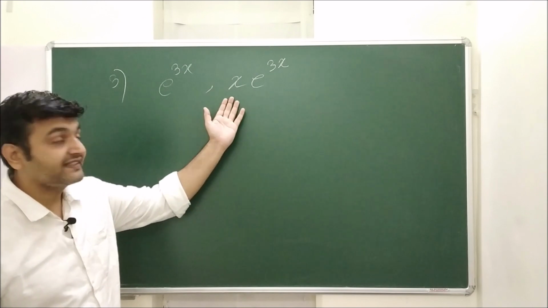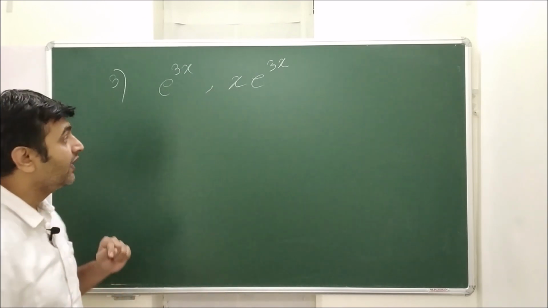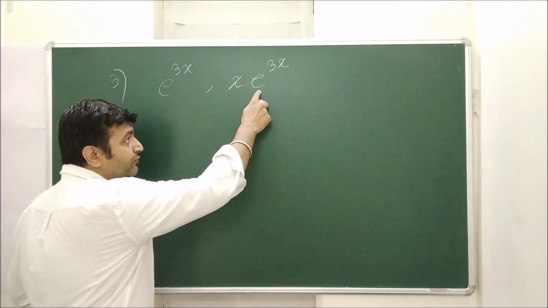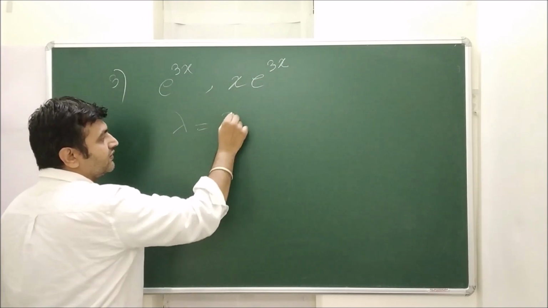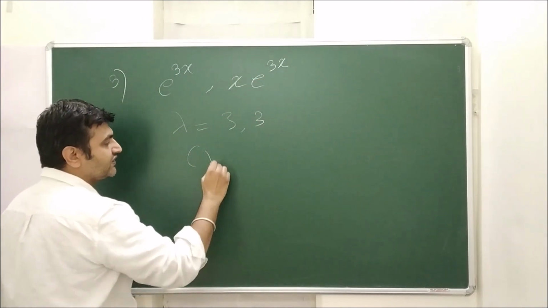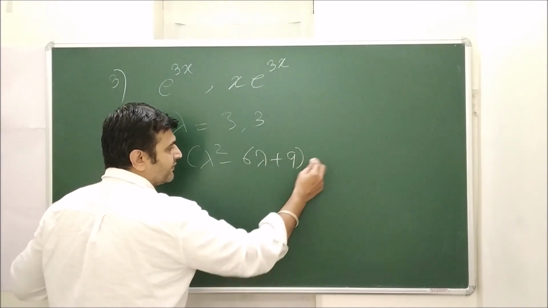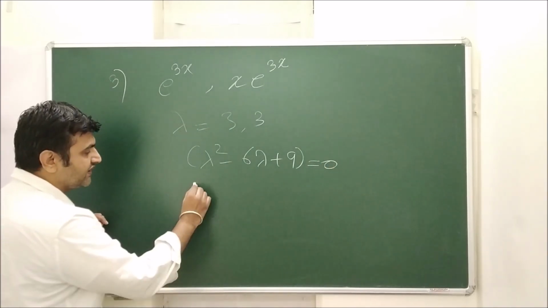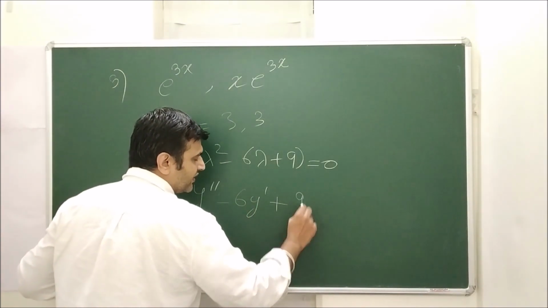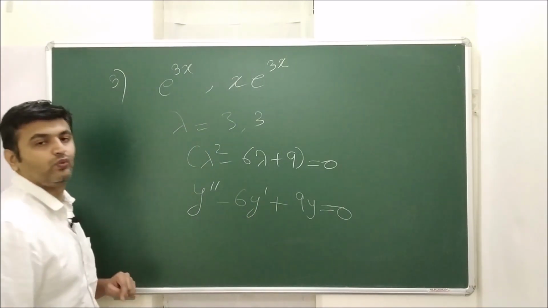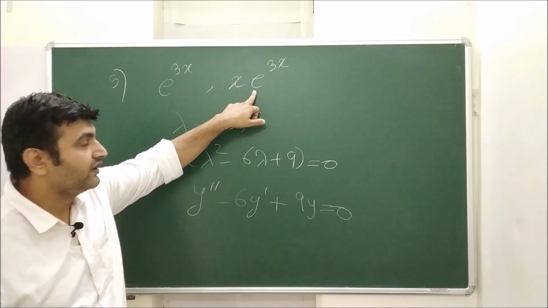e raised to 3x, x e raised to 3x. Exponential, yes, constant coefficients should come to mind. Product of polynomial and exponential means roots are repeating, as you can see here as well. So the roots are 3, 3. So what is the auxiliary equation? Lambda minus 3 the whole square. So lambda square minus 6 lambda plus 9 equals 0. So what is the differential equation? y double prime minus 6y prime plus 9y equals 0.